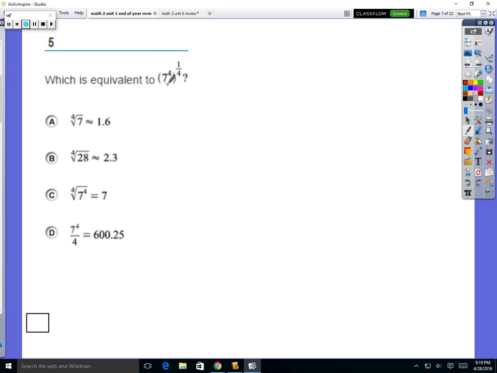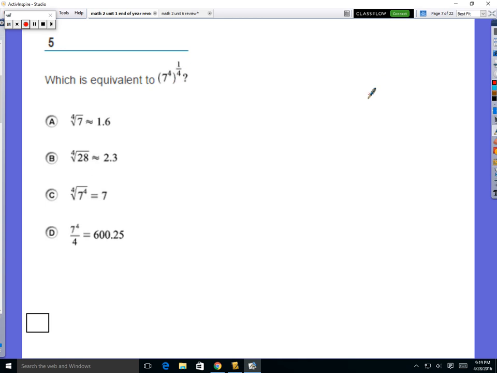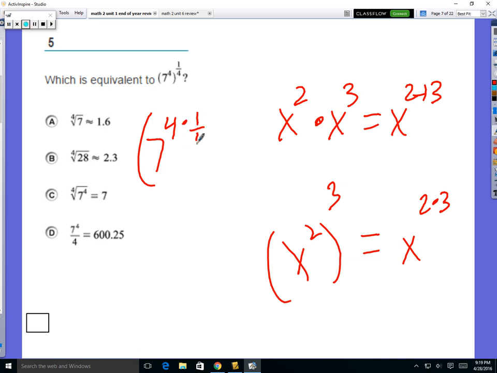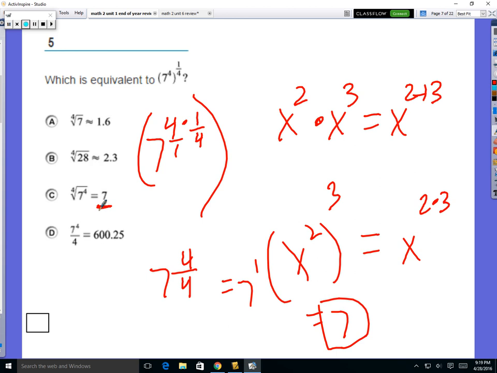What's equivalent to 7 to the 4 raised to the 1/4? So your rules of exponents. If you have x squared times x cubed, it is x to the 2 plus 3. If you have x squared cubed, it is x to the 2 times 3. So that's what we're doing here. Exponent to another level, you times it. 7 to the 4th times 1 fourth. So that's really the same thing as 7 to the 4 fourths. And that's really 7 to the 1, which is just 7. And I guess that draws me to C.